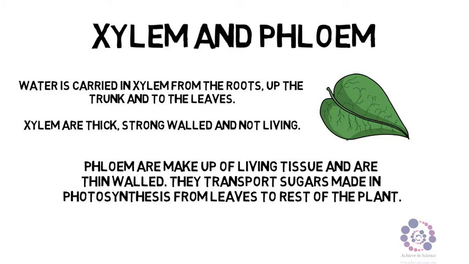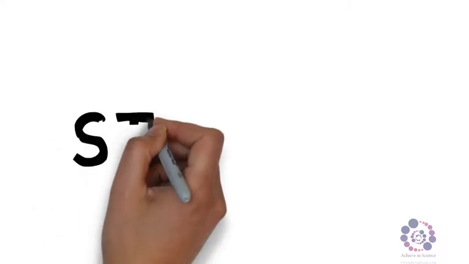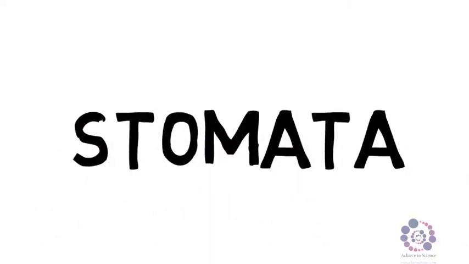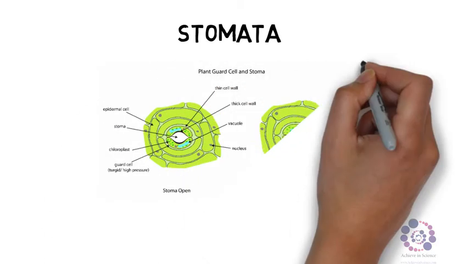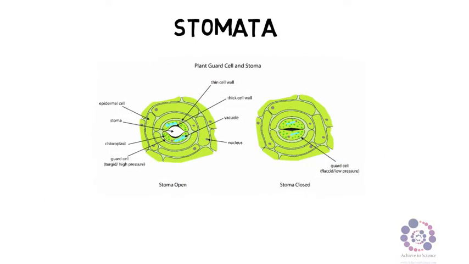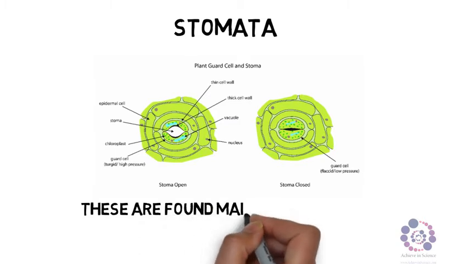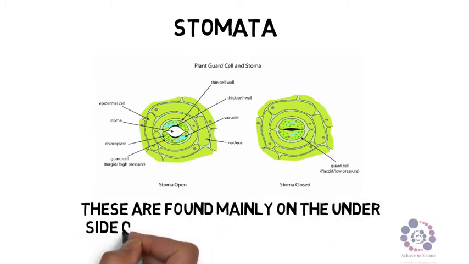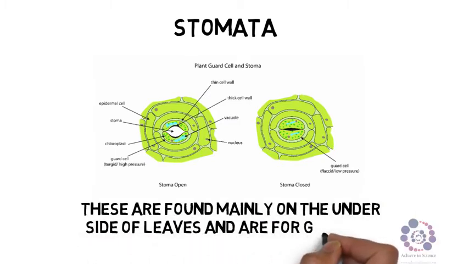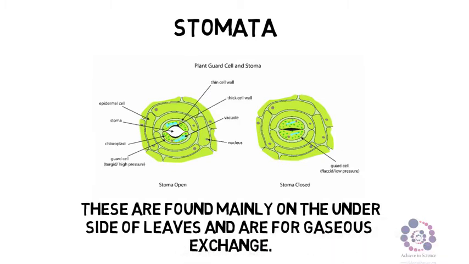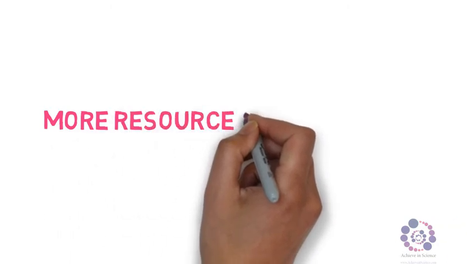Finally, if we look at the stomata, found at the base of the leaf usually, these are there to control gaseous exchange. The stomata is found at the centre, and surrounding it is the guard cell, which can cause the stomata to open and close according to when the plant needs to carry out gaseous exchange or not.